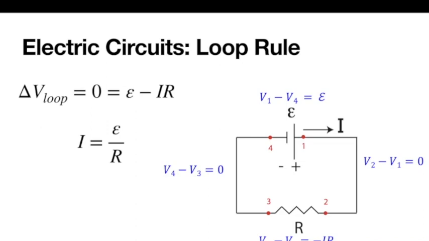And on the diagram here, you can see there's just implementations of this equation instead of just for a full loop for individual pieces. But delta V from 4 to 1 is just epsilon because we just crossed the battery. From 1 to 2, there's nothing, so we get 0. From 2 to 3, we get minus IR. And if we add all these together, that's the same as just doing the total loop rule. But both of these methods, looking at sections of a circuit or the loop rule, may be helpful depending on what we're doing. But they're really the same idea.